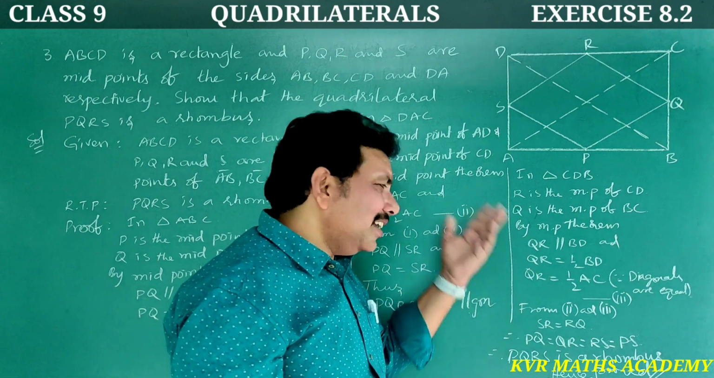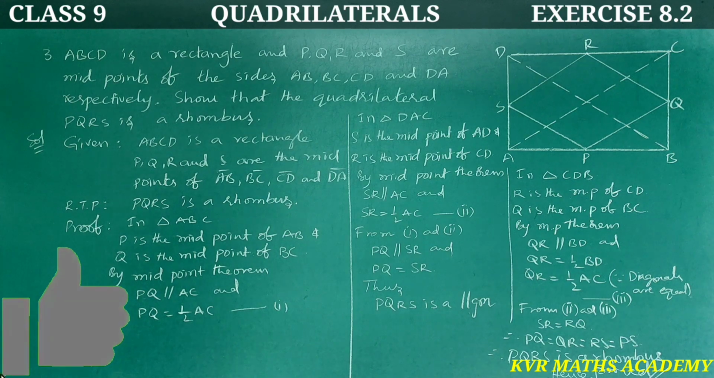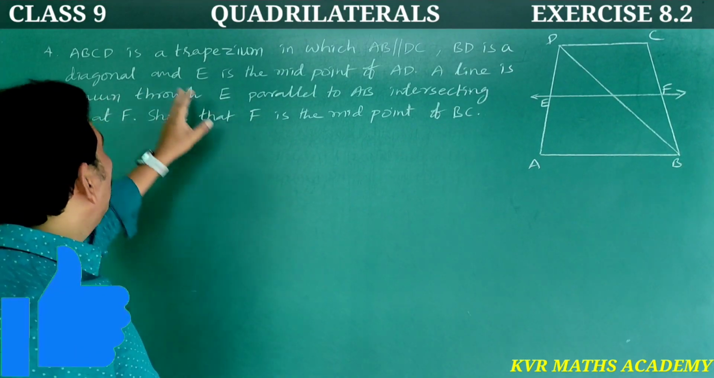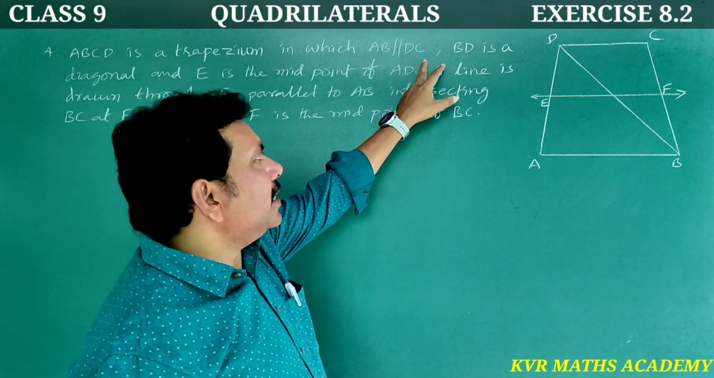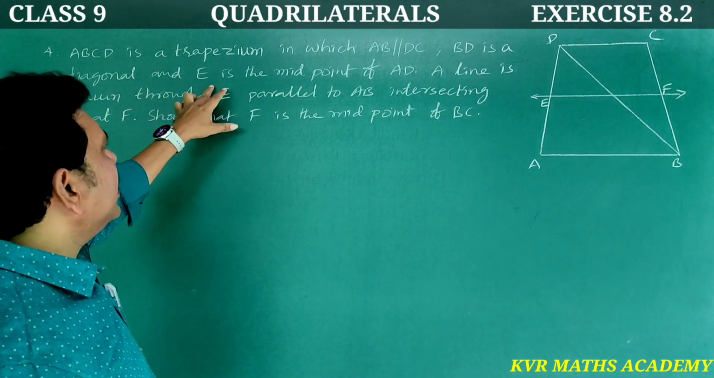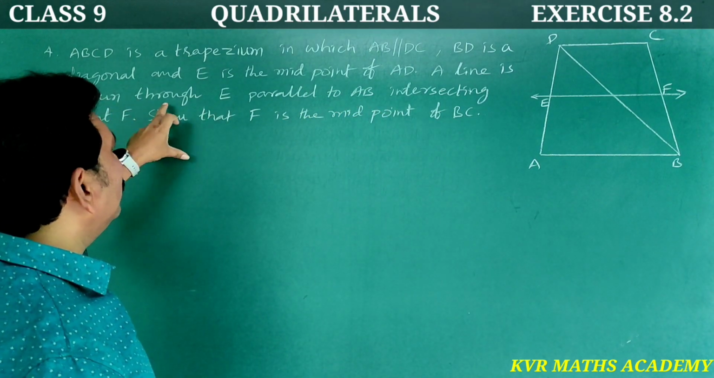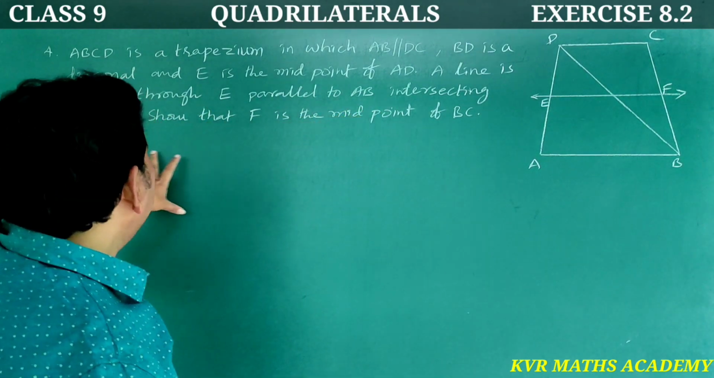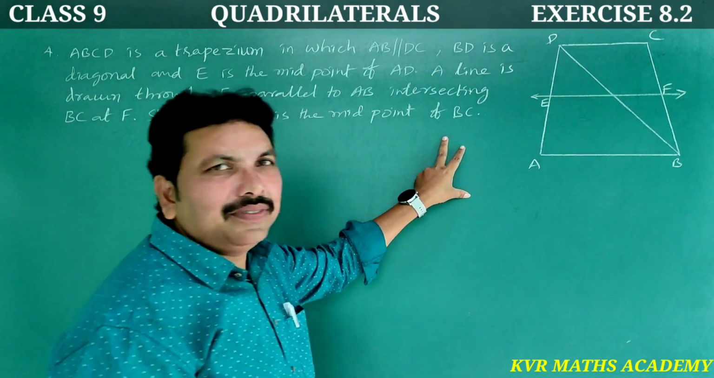Have you understood clearly? Yes, note it down. Fourth question. ABCD is a trapezium in which AB is parallel to DC, BD is a diagonal and E is the midpoint of AD. A line is drawn through E parallel to AB intersecting BC at F. Show that F is the midpoint of BC.